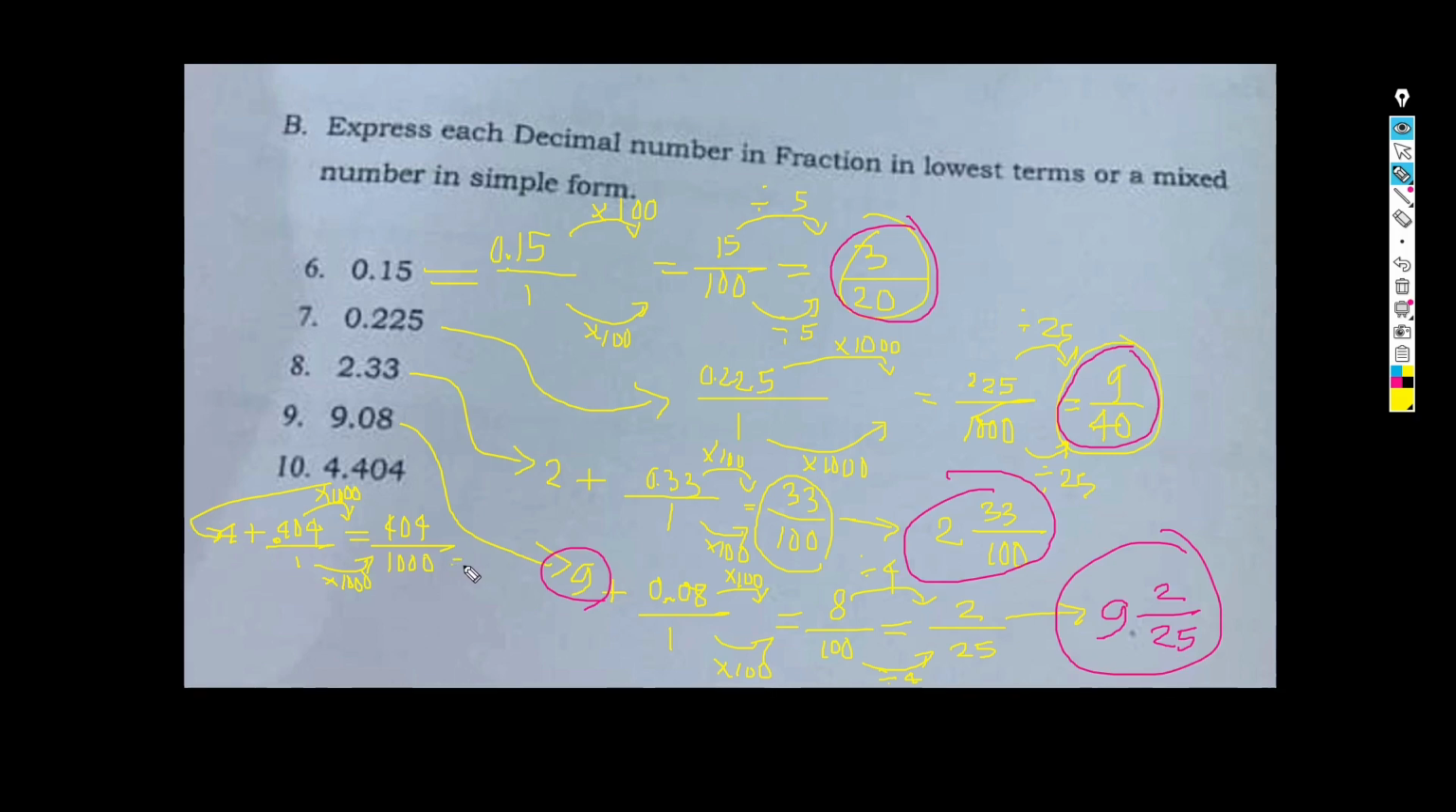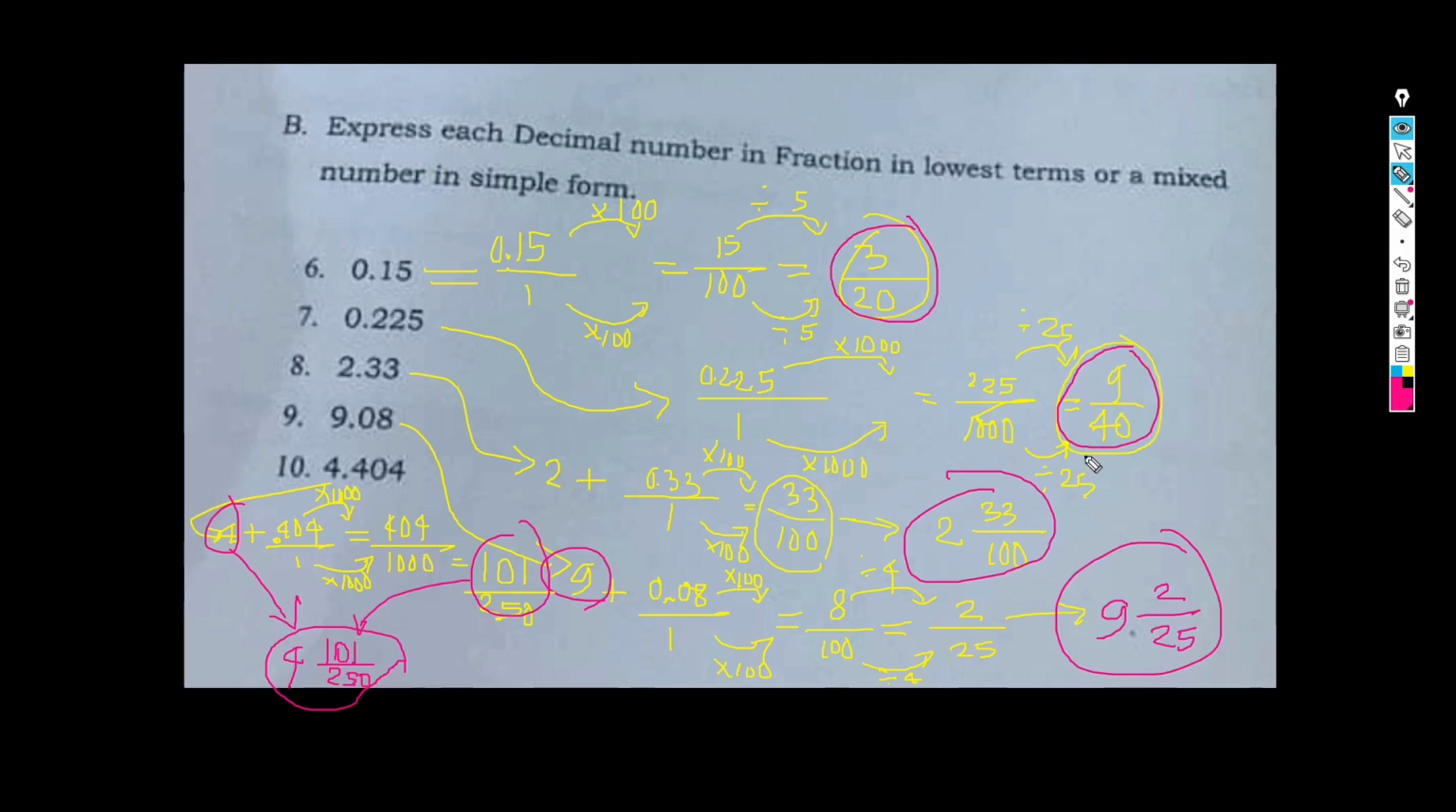This will become 101, and 1000 divided by 4 will be 250. Therefore, the final answer is 4 and 101 over 250. This is the final answer: 4 and 101 over 250.